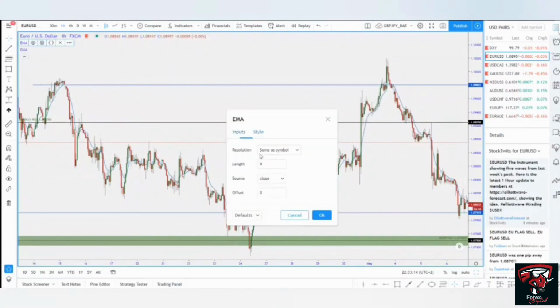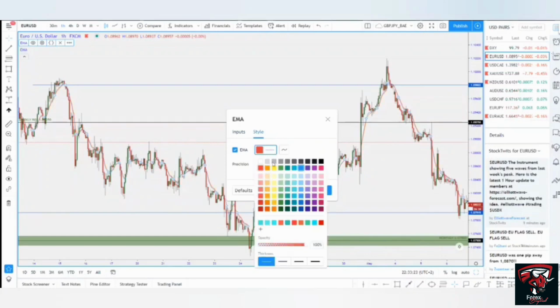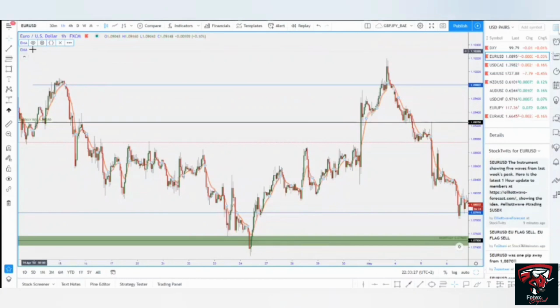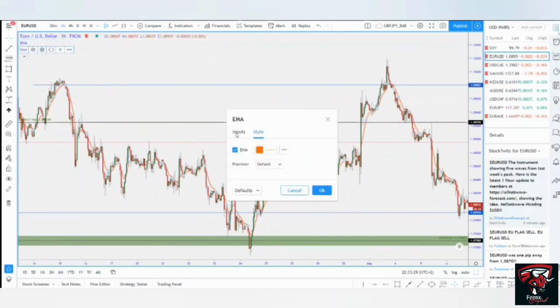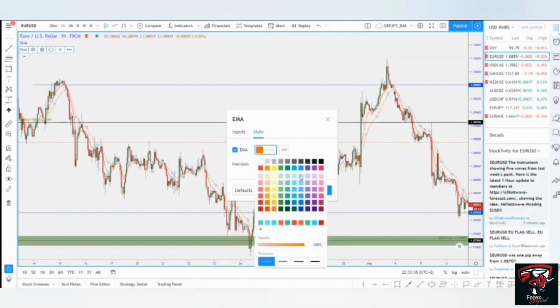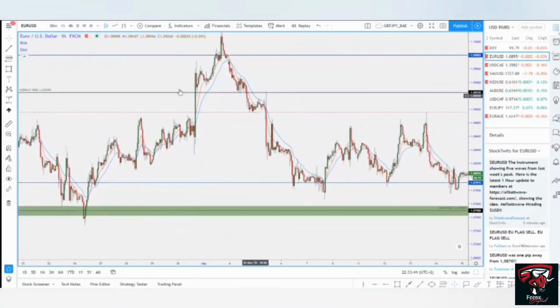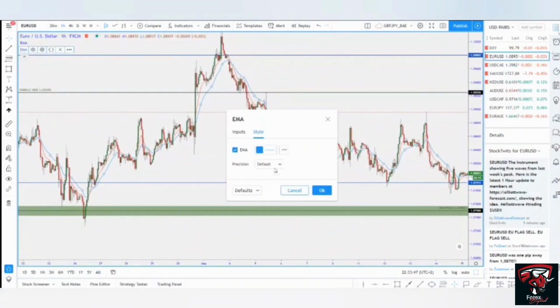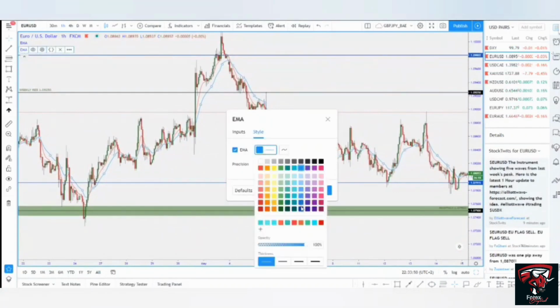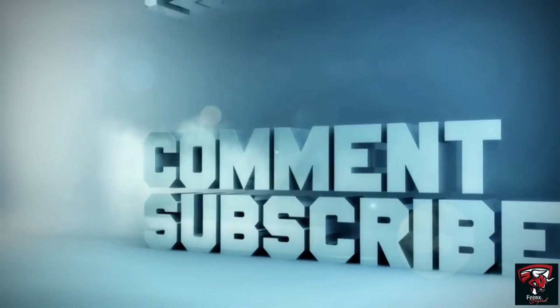The first one will be period 8, and that one will be the red one. So all of us will be using the red one, period 8, and then the second one will be period 18. This will be period 18 and this one will be blue. So period 8 is red and period 18 is blue. These then are the moving averages we will be using moving forward. Period 8 and 18, these are EMAs, exponential moving averages. These are the moving averages we will be using from now on.